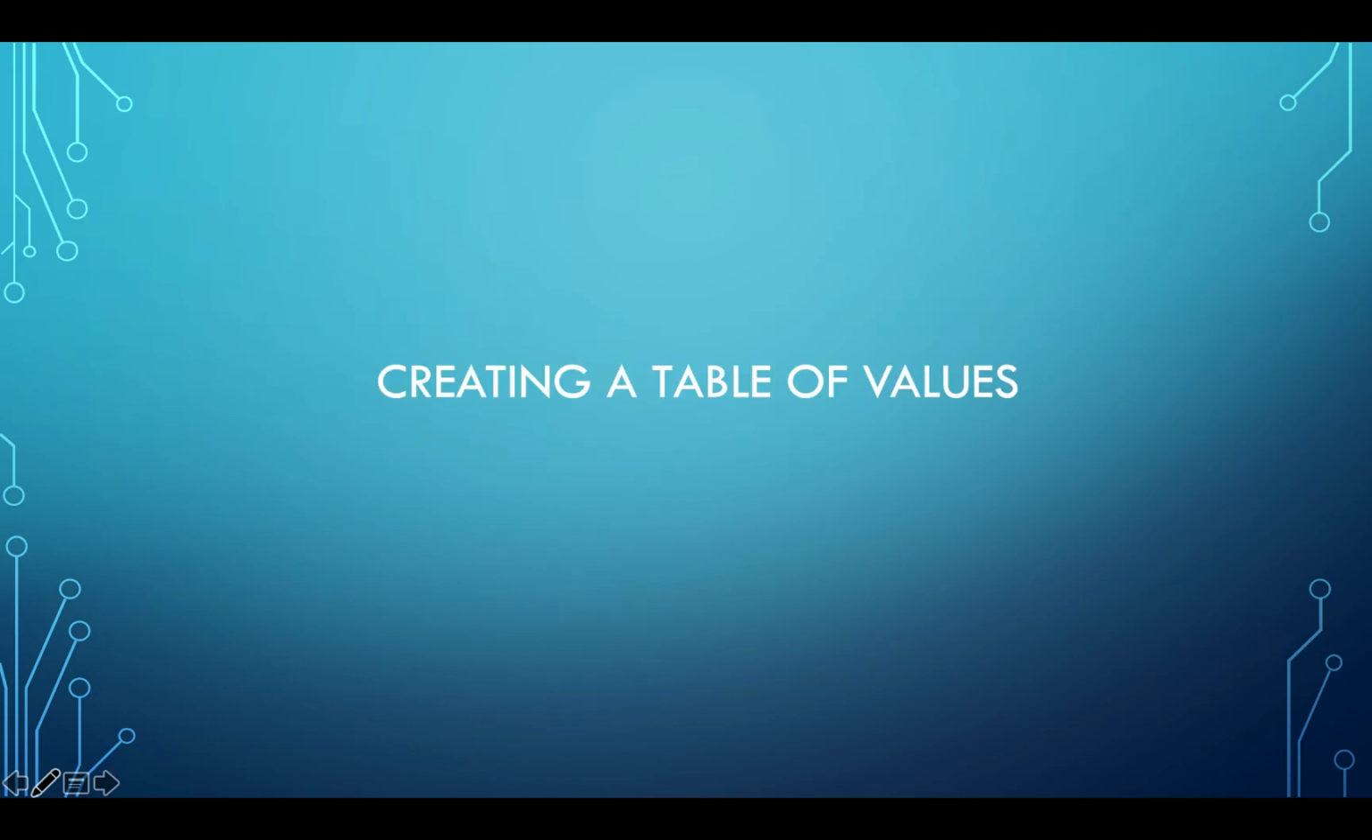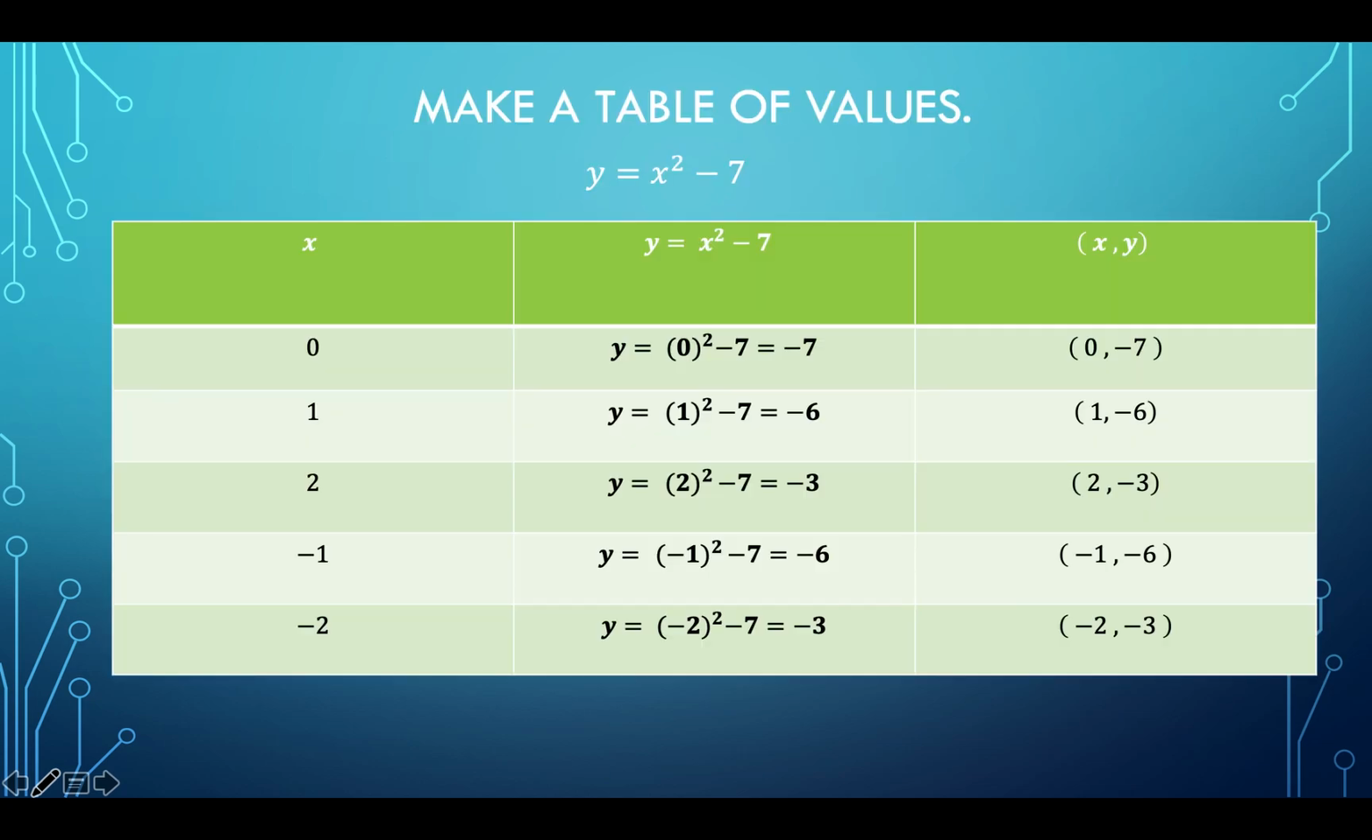The next thing we went over was creating a table of values. In one of these problems, I'm going to give you the equation, and also a table with the x values, and then you're going to have to write in the equation and tell me what the new coordinates are. So in this table of values, we have y is equal to x squared minus 7. If I tell you 0, wherever there's an x, we plug in 0. So y is equal to 0 squared minus 7. 0 squared gives me 0. 0 minus 7 is negative 7. So our x value was 0, and our new coordinates are 0, comma, negative 7.